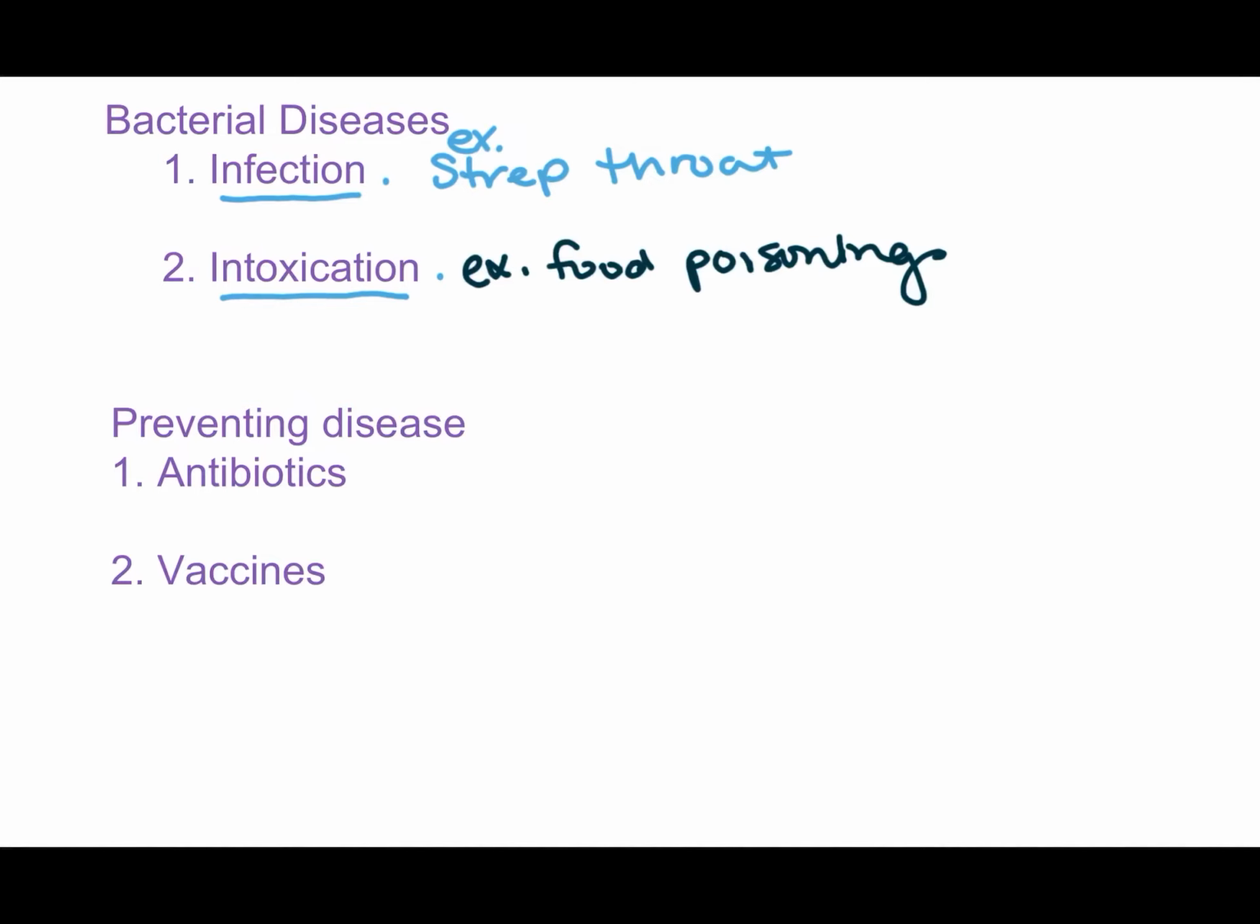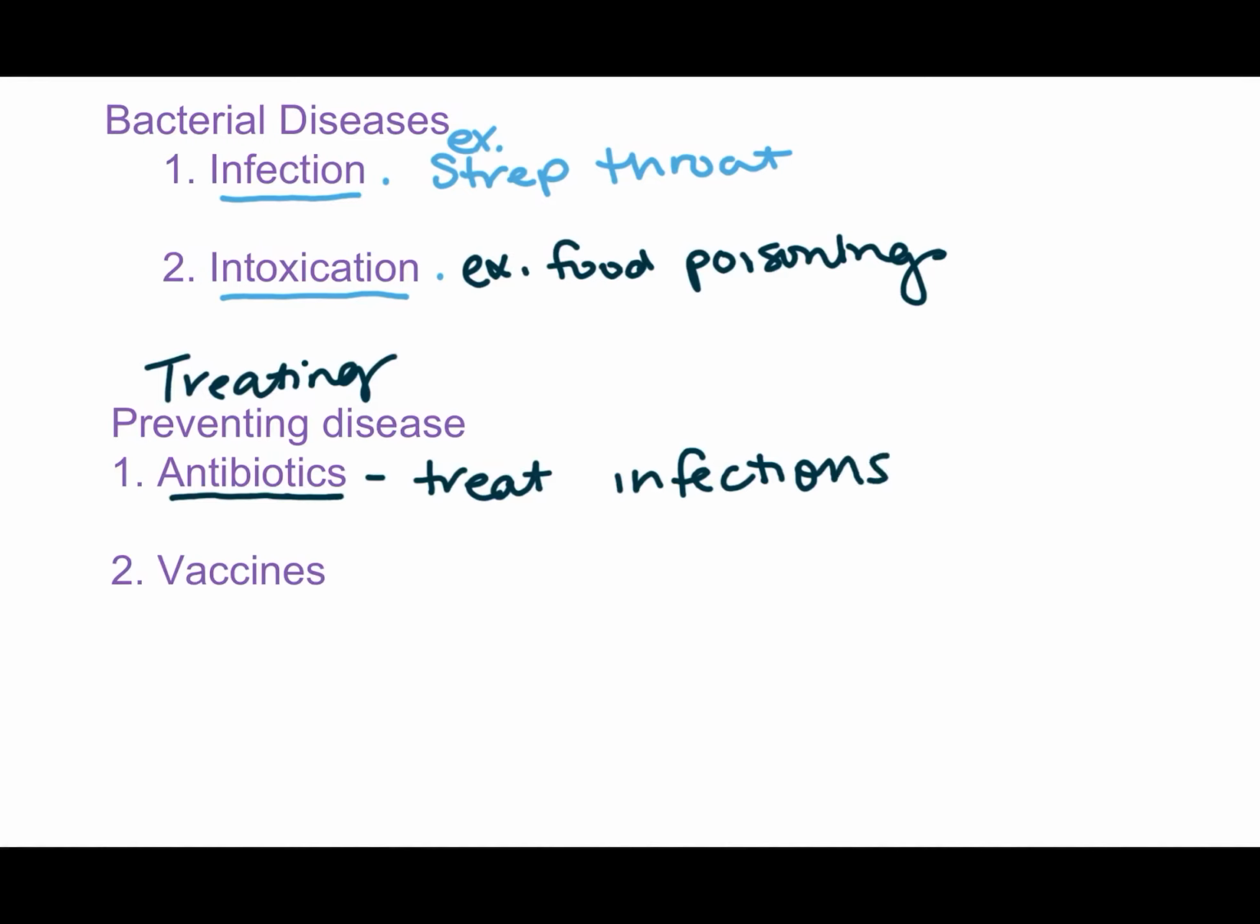Now there's two different ways of treating, because antibiotics don't really prevent. They may prevent disease, but they're not a great way to prevent disease because they also kill good bacteria inside of you that are doing great things. So antibiotics mainly are meant to treat bacterial infections. Okay, so they kill living bacteria. They're not going to help you treat the toxins that you may get from food poisoning or some sort of bacterial intoxication. So they treat infections.